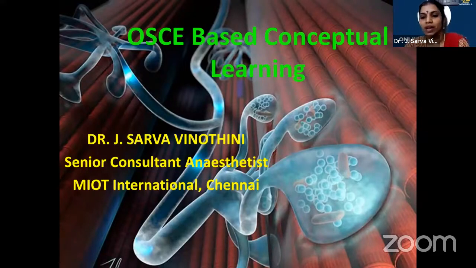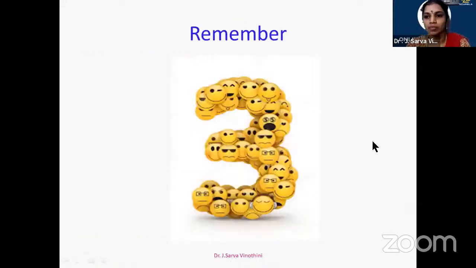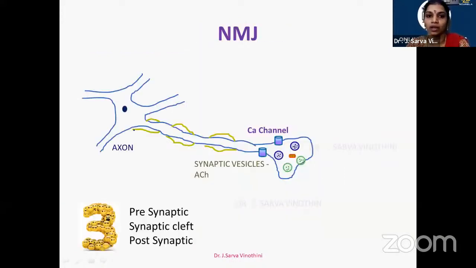So today's discussion will be regarding neuromuscular junction. Instead of being a monotonous lecture, this is going to be in the form of a 20-20 match, like 20 questions. The first question: draw a schematic representation of the motor end plate and label parts of relevance to anesthesia. What type of receptor is formed in the muscle, and what are the types of the receptor? Always remember 3 when you're going to think or talk about neuromuscular junction, because it'll be easy for you to remember that way.